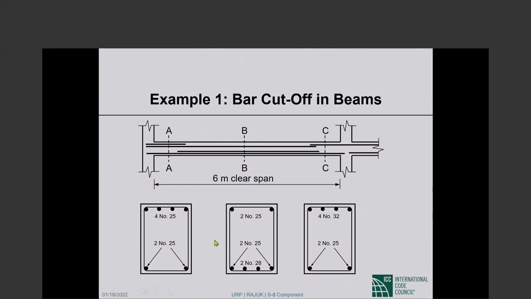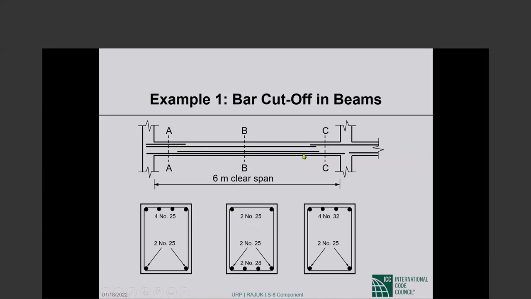Okay, so this is the picture. We have at the exterior support section 4 number 25 top bars, in the span 2 number 25 and 2 number 28, and at the interior support section 4 number 32. Okay, and those are the bars. So we have 2 number 25 and 2 number 28 at midspan.